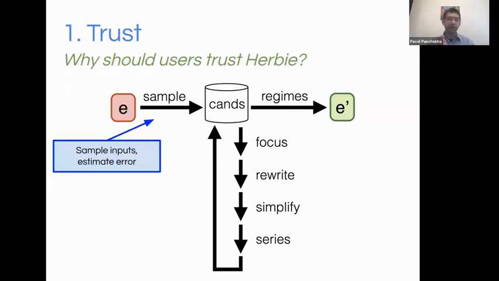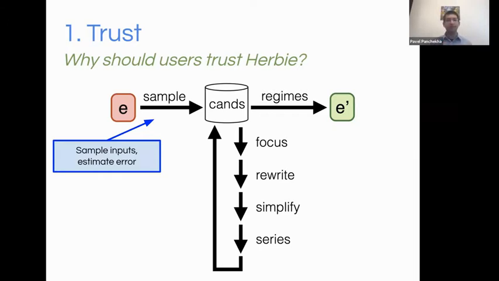The first stage is to sample randomly a bunch of inputs to the expression that the user typed in. And for those inputs, we're going to compute a ground truth. We do that soundly using interval analysis. And then for the program the user typed in, we can estimate error by comparing the error of that program in floating point against the ground truth that we've computed using arbitrary precision interval arithmetic.